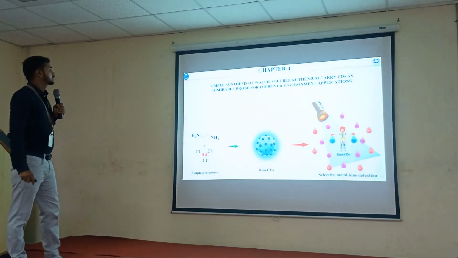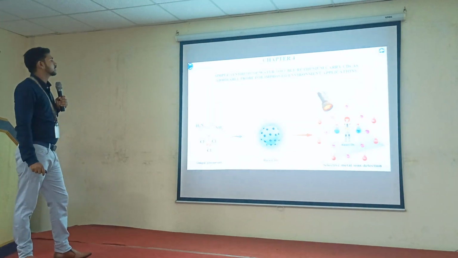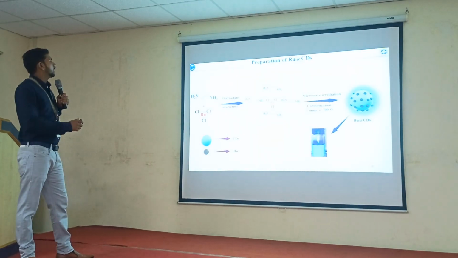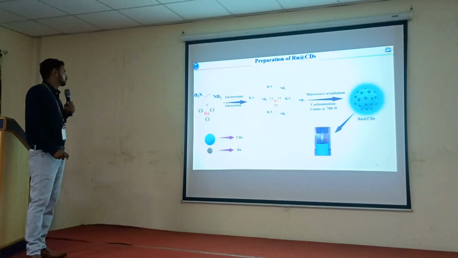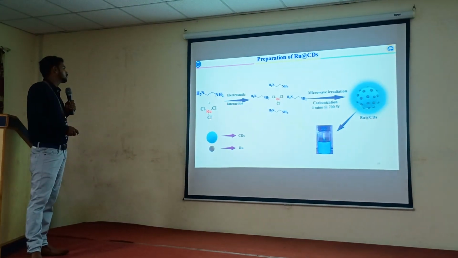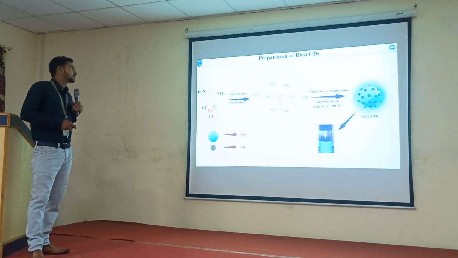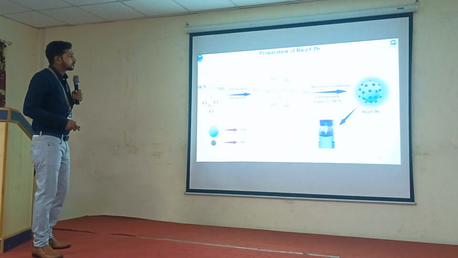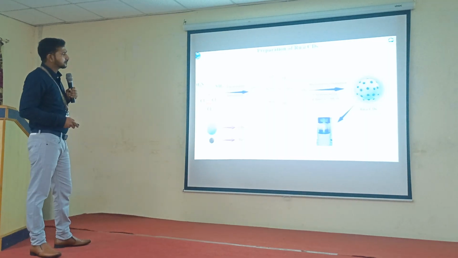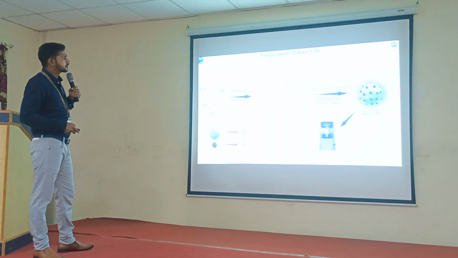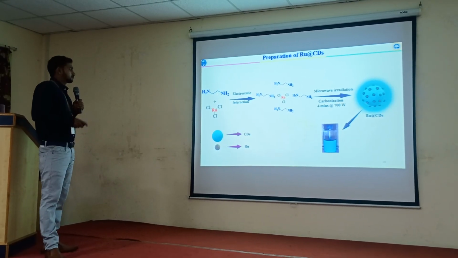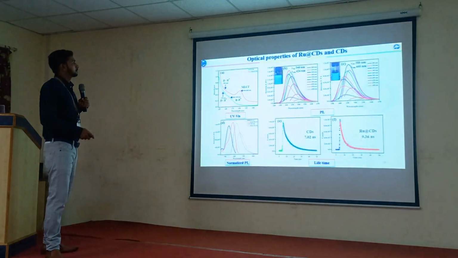And chapter 4, simple synthesis of water soluble ruthenium carbon dioxide as the admirable probe for improved environmental application. And the preparation of ruthenium carbon dioxide is shown here with the help of ethylene diamine and ruthenium chloride under the microwave irradiation of 700 watt for 4 minutes. The dark brown colored product was obtained, which is dissolved in water, and it shows a bright blue color emission. And the ruthenium free carbon dioxide was prepared with the help of ethylene diamine with the same procedure.